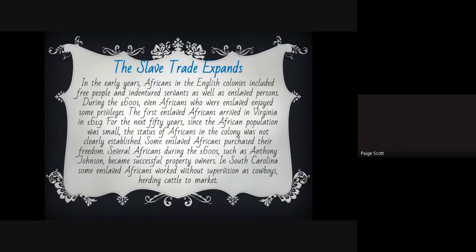For the next 50 years, since the African population was small, the status of Africans in the colony was not clearly established. Some enslaved Africans purchased their freedom. Several Africans during the 1600s, such as Anthony Johnson, became successful property owners. In South Carolina, some enslaved Africans worked without supervision as cowboys, herding cattle to market.